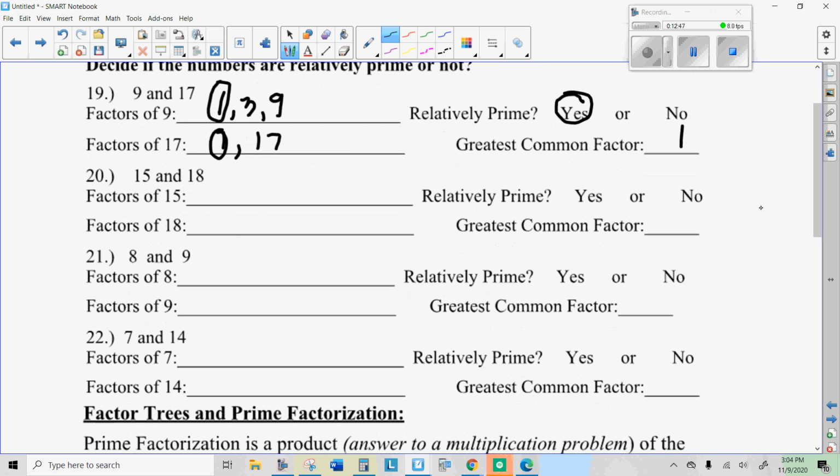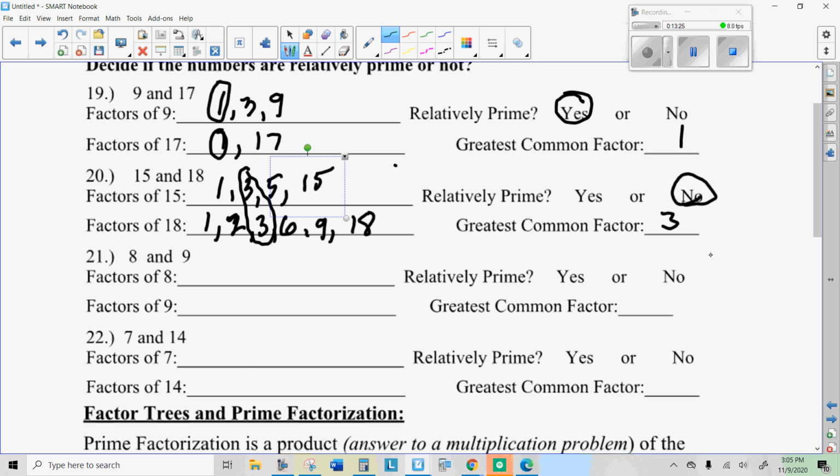Okay, let's try another set. The factors of 15 are 1, 3, 5, and 15. The factors of 18 are 1, 2, 3, 4 does not go in 18, does it? 3 times 6, 2 times 9, and 1 times 18. Now, it seems like this number 3 is in common, so it's not relatively prime, and the greatest common factor is 3. All right, why don't you try the next two?